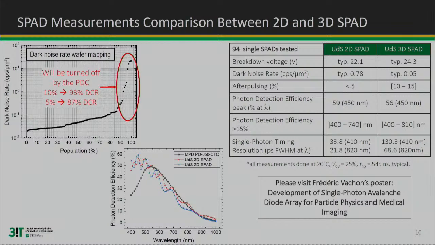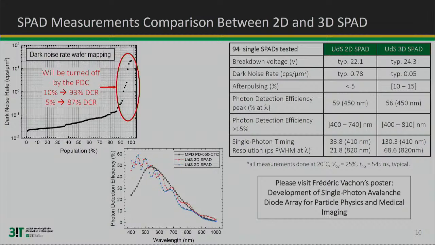Afterpulsing is about 10 to 15%. We have a PDE above 55% at 450, and above 15% between 400 and 810. And the timing resolution, when they were not thinned down, was about 33 picoseconds at 410, and now we are at 130, which is a significant degradation.